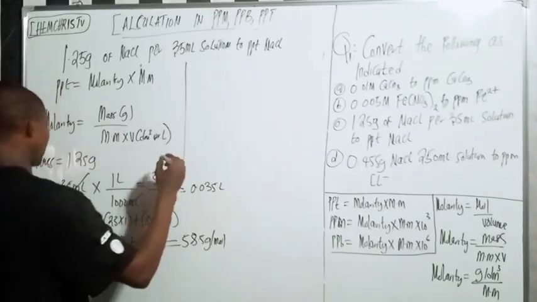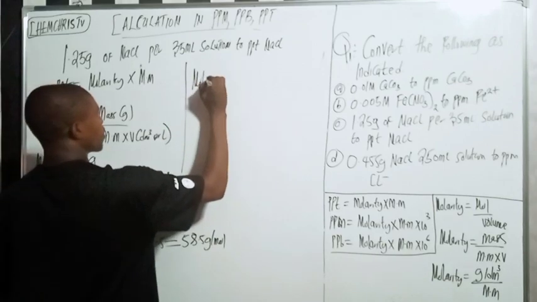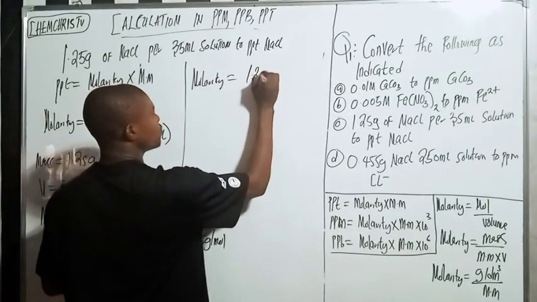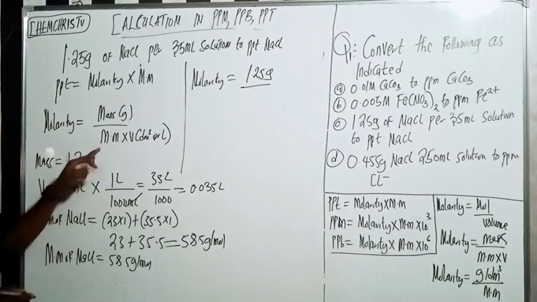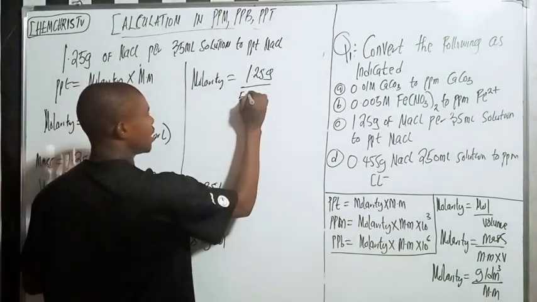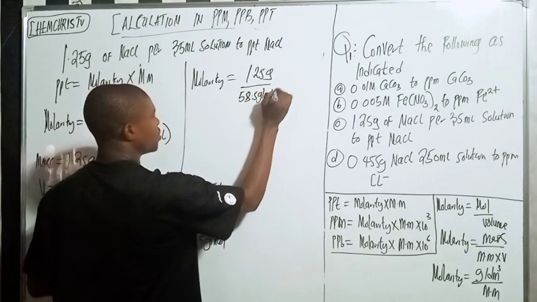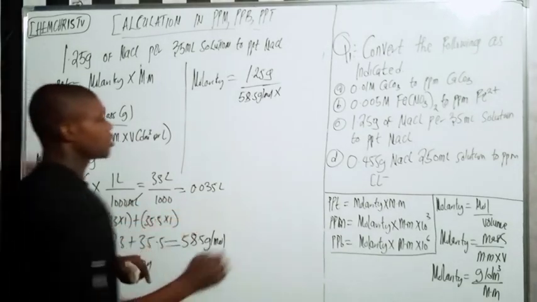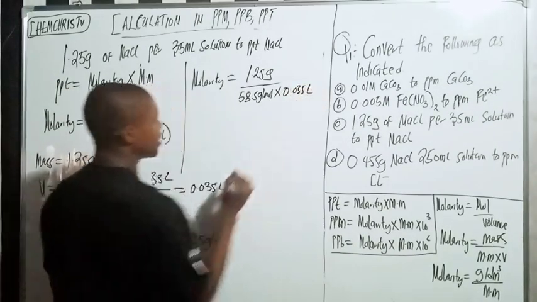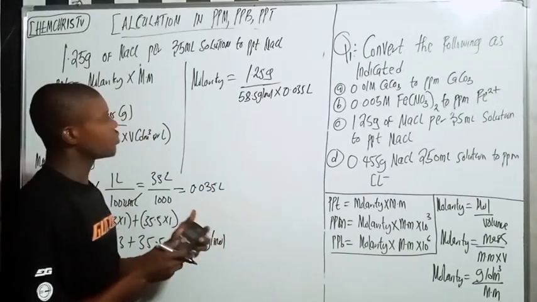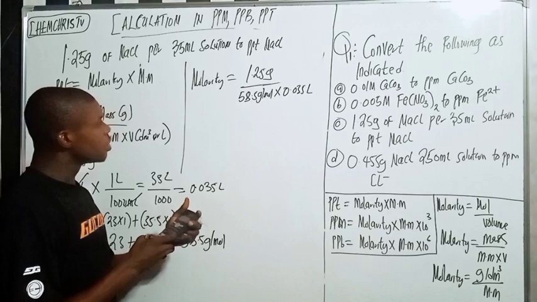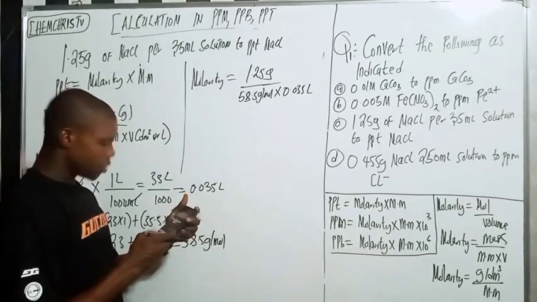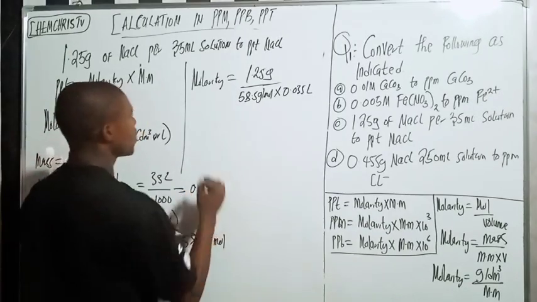Now this way I can apply the formula. Molarity equals the mass, which is 1.25 gram, over the molar mass, 58.5 gram per mole, times my volume, which is 0.035 liter, right? So let's do the calculation here: 1.25 divided by 58.5 times 0.035. So here I have my molarity.